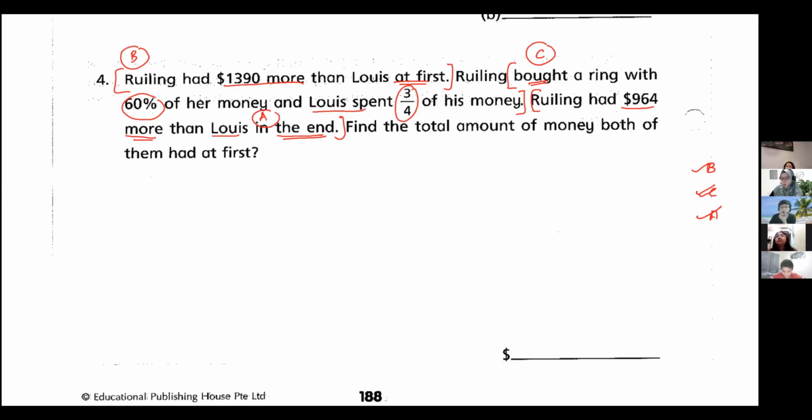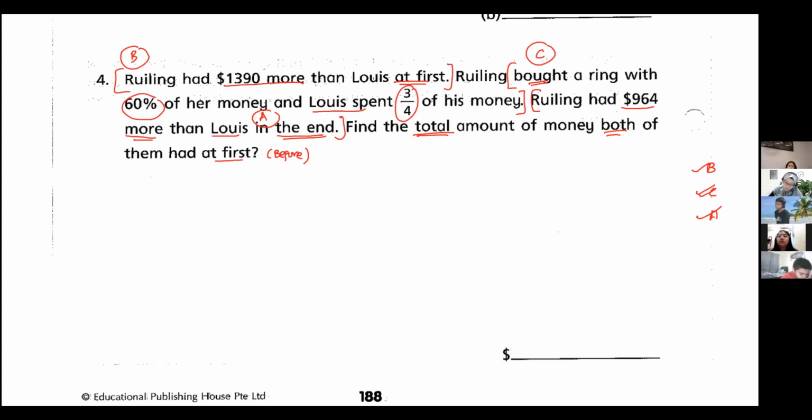Okay, find the total amount of money both of them had at first. At first means before. Okay, now let's actually pull out all the information and put it inside the blank. Before that, can you see a percentage? I cannot work with percentage. I must do something with percentage, right? I told you before. So let's pull it out.